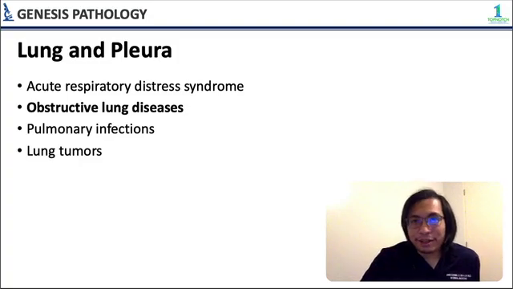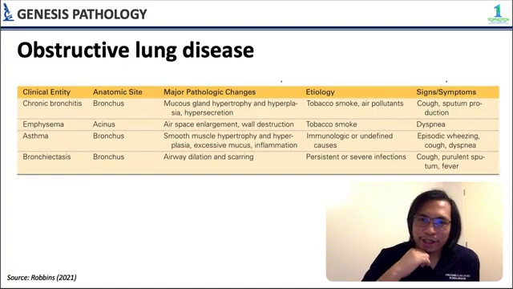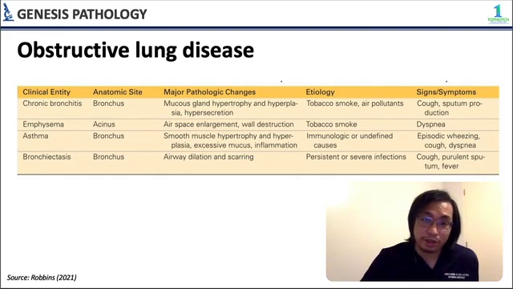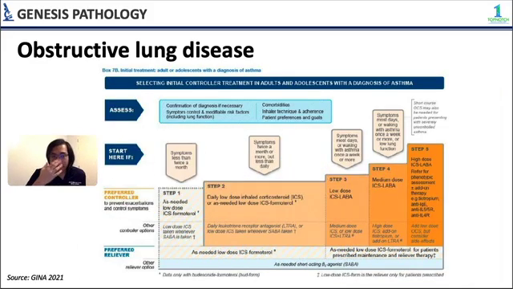Okay, let's talk about obstructive lung diseases. So, important obstructive lung diseases natin would be your COPD. Ang umbrella of your COPD is your chronic bronchitis and your emphysema. Asthma is an obstructive lung disease, and recently bronchiectasis also an obstructive lung disease. Okay? Now, let's talk about asthma.